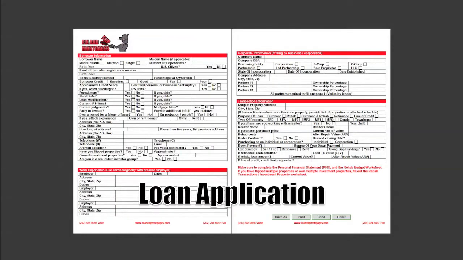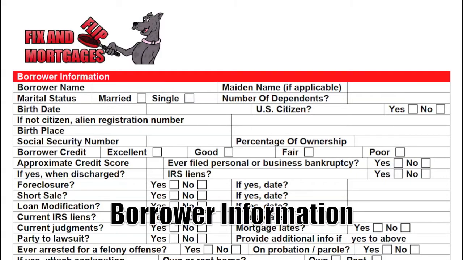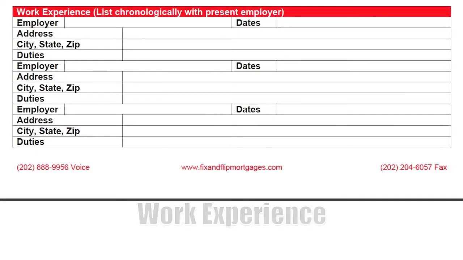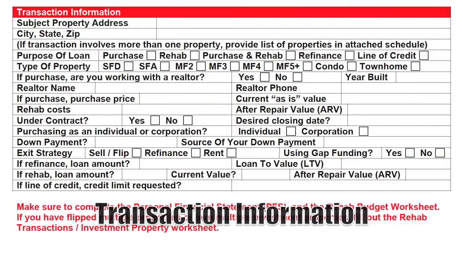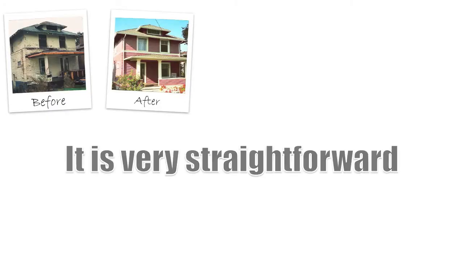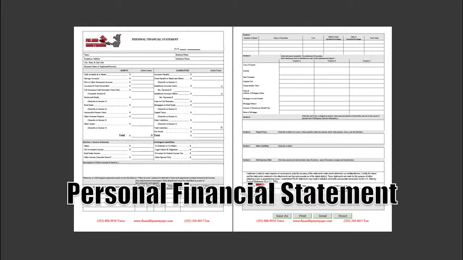The first form you'll fill in is simply referred to as the loan application. It's 2 pages long and is divided into 4 sections: borrower information, work experience, corporate information, specifically referring to the entity that will be purchasing the property, and transaction information. It's very straightforward. The second form is 2 pages long and is referred to as the personal financial statement.